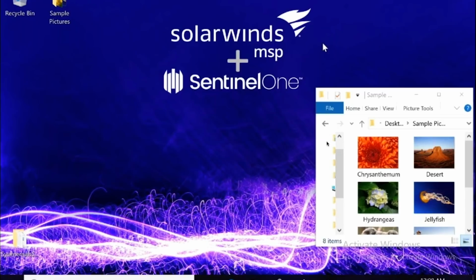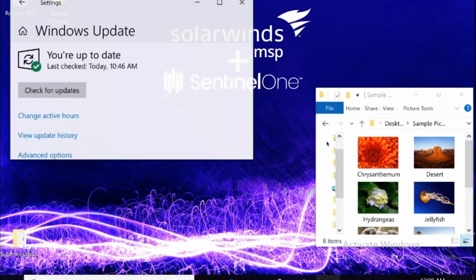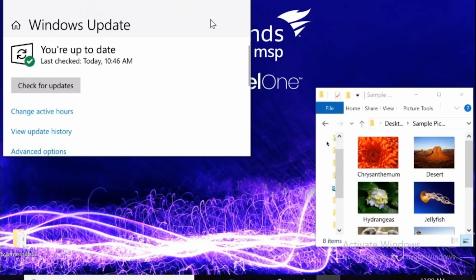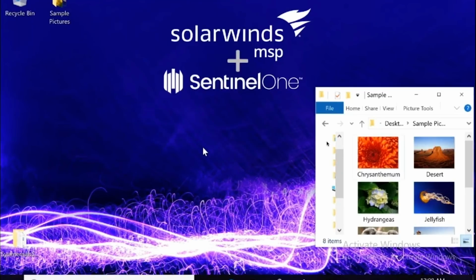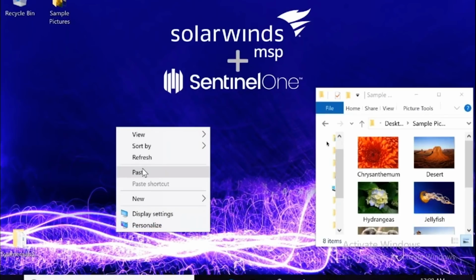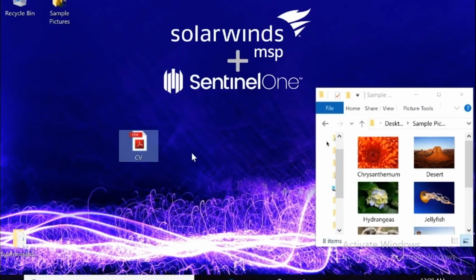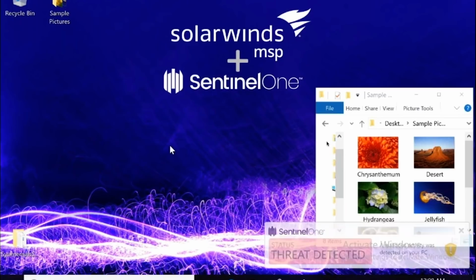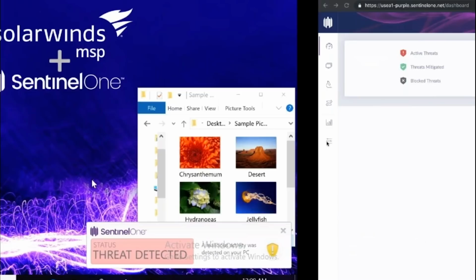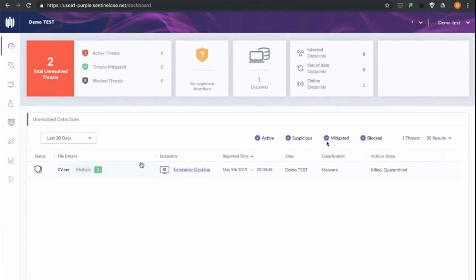And then the next thing is I want to show you that we are currently up to date on our patches for this machine. So I'm going to copy and paste a file onto the desktop here that is a known virus. And there we go. It went ahead and killed and quarantined it. That's why it disappeared. And you notice we got the notification that the threat was detected. So let's go ahead and go into the EDR dashboard and we'll pull up that threat.